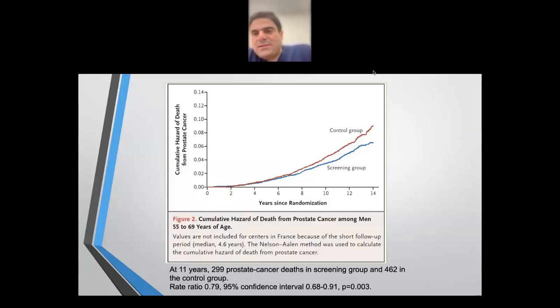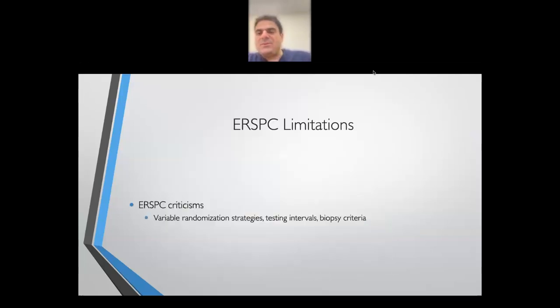Let's go next. It's not going to make a difference here. So the limitations in this study: it was a good study, but it had variable randomization. Each center, not even each country, each center in the study, out of the 7 countries, had its own randomization strategies, testing intervals, and biopsy criteria. So it was not very strong when you do this kind of thing. It's so big, such a huge number, that it will dilute everything. Let's go next.